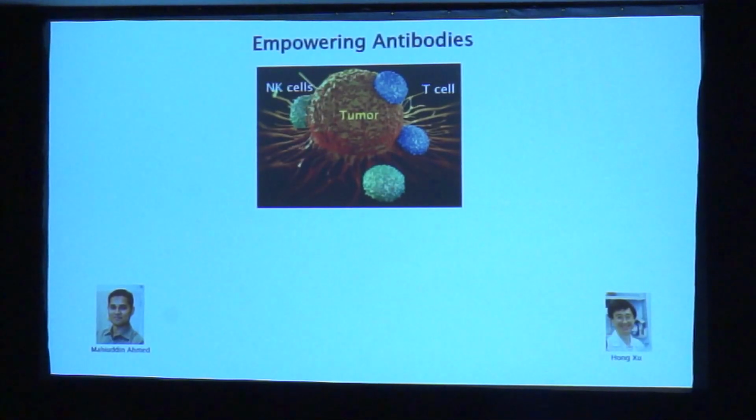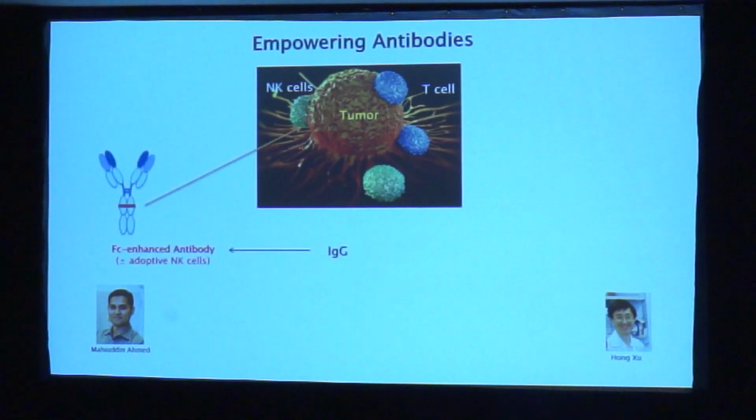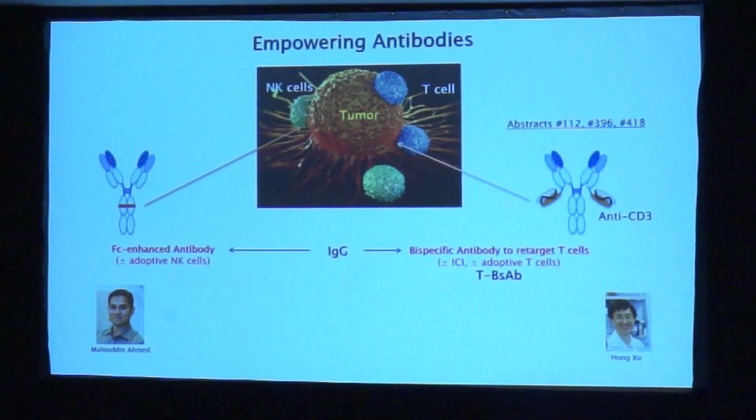So how do we do that? Well, we actually go into protein engineering as a new way to develop drugs. What is shown here is that you can take a regular IgG. As I said, you can change the glycoform and make it a high affinity to Fc receptor and maybe increase the NK cell killing. Or you can make bispecific antibodies, and this is where we are focusing our effort on.